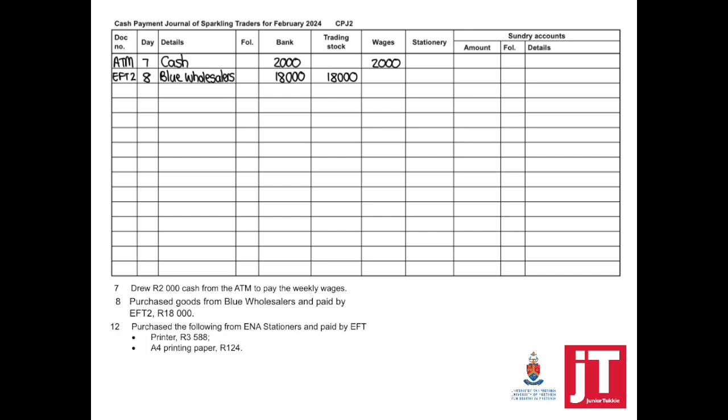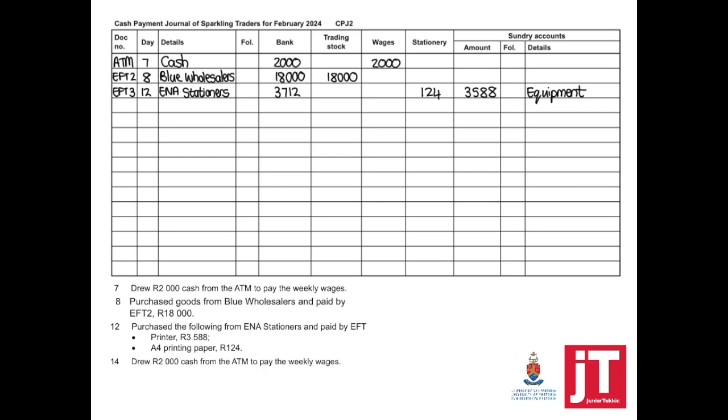Day 12, purchased the following from E&A Stationers and paid by EFT, a printer and A4 printing paper. So here you need to be careful. We start with the source document EFT number 3. This happened on day 12. Who did we purchase from? E&A Stationers. But now I'm going to start with what did we purchase. So the A4 printing paper would go under stationery. The printer would form part of my equipment. In total, we've paid 3,712.